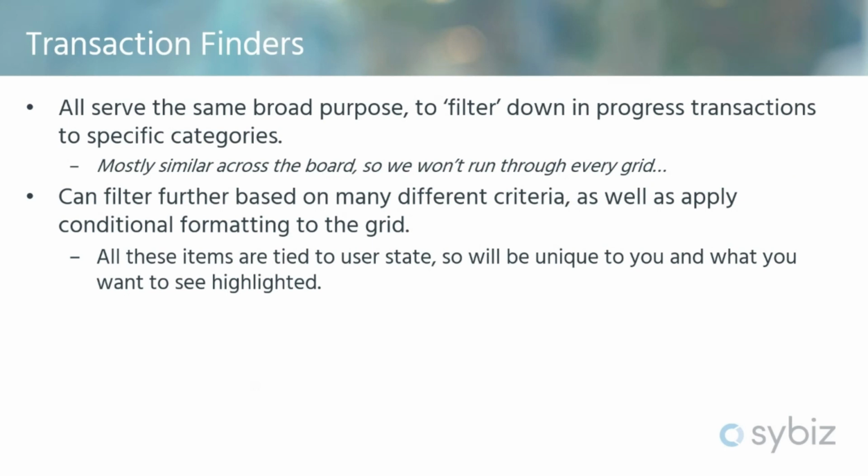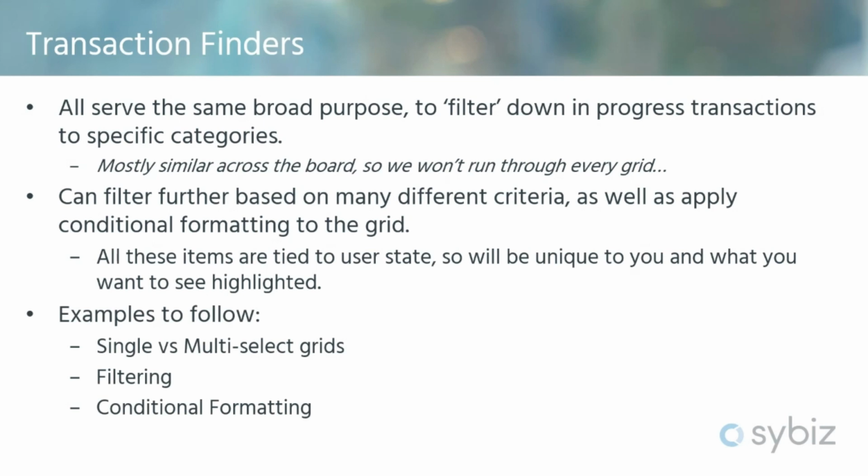It is worth noting that the items are tied to user state, so what works for you might not work for your colleague across the office. And to that end, you can have separate grids set up for each of them. Even if you're both doing invoicing, you might be doing invoicing for South Australia and your colleague across the way might be doing invoicing for Victoria, and you can set up separate filters to accommodate for those different needs, and that's completely doable. So we've got a few examples.